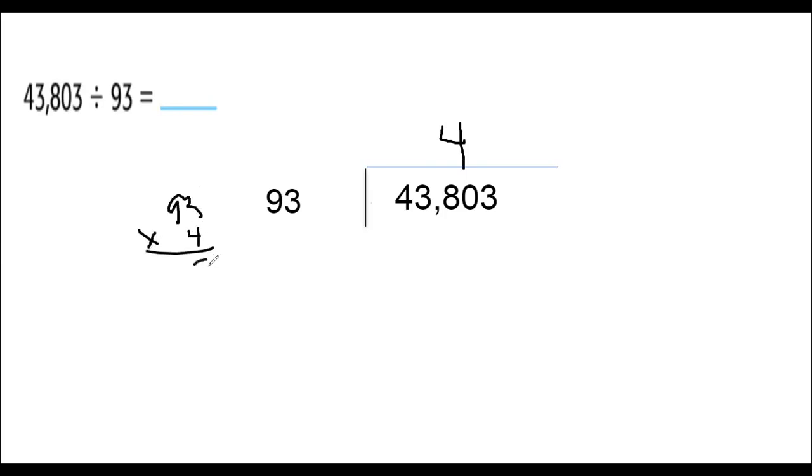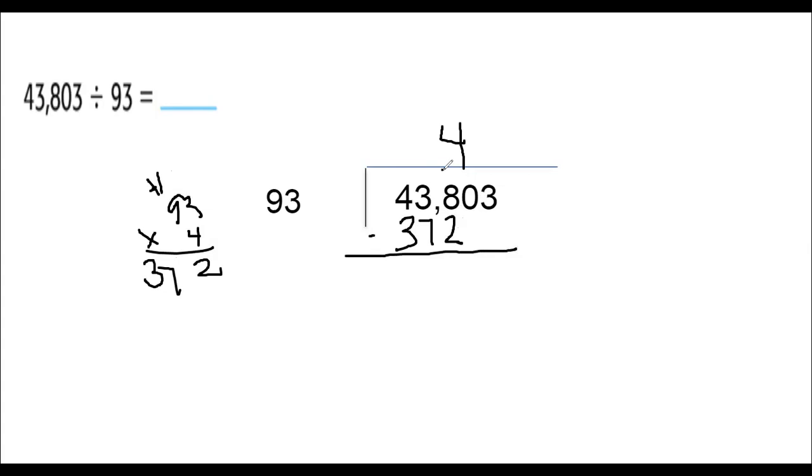3 times 4 is 12. Carry the 1. 4 times 9 is 36, plus 1 is 37. So my answer is 372. That's what I'm going to subtract from 438.